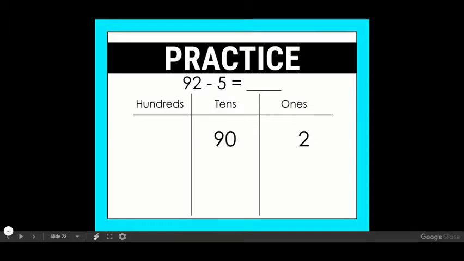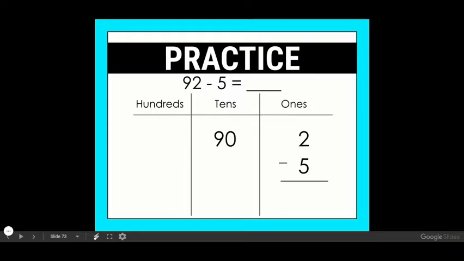So now our next step is to take away our subtrahend. And our subtrahend in this problem is 5. So this 5 is in the ones place, so I'm going to do minus 5 in my ones. But can I do 2 minus 5? If I only have 2 of something, can I give away 5?